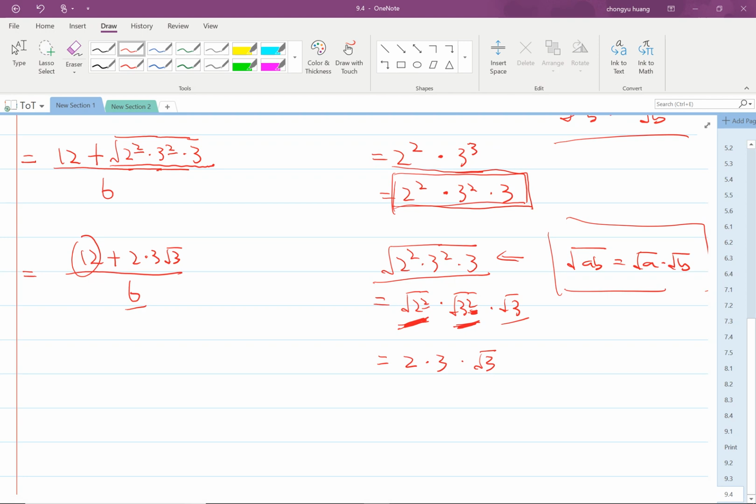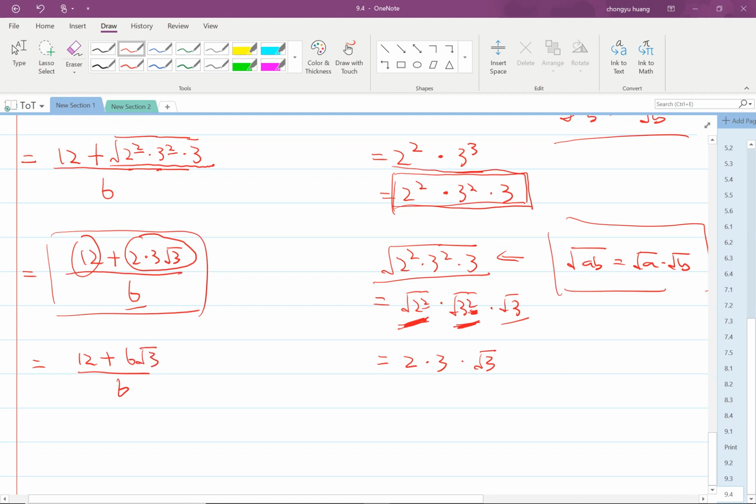Okay, so let's continue the step over here. So now we write down 6 as the denominator, and then we write down 12 because we are not able to do anything right now. And then for this part, 2 multiplied by 3 square root of 3 is just simply 6 square root of 3, right?